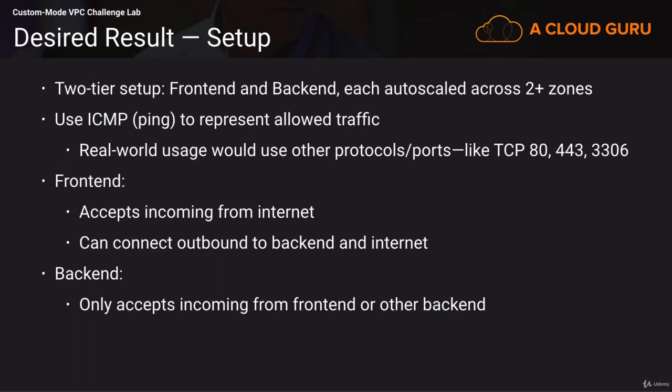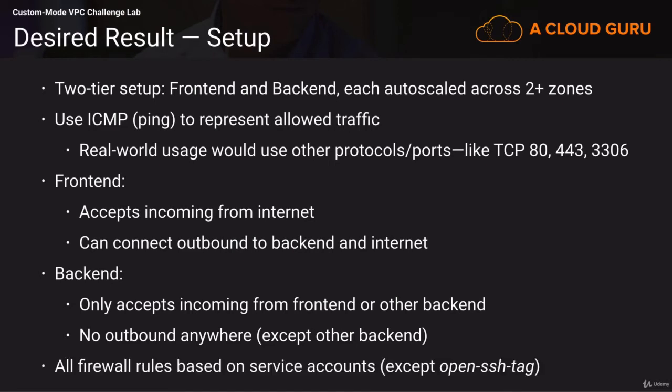And because we want to lock this down, we want to say that the back end does not connect out to the internet. We'll have different ways of making sure that those instances are all up to date with patches and whatnot. Now, as you configure all of this, I want you to set up all the firewall rules in the VPC to be based on service accounts and not network tags. Well, except for that OpenSSH tag anyway. You will definitely want to use that tag so that you can test making connections from the different instances.